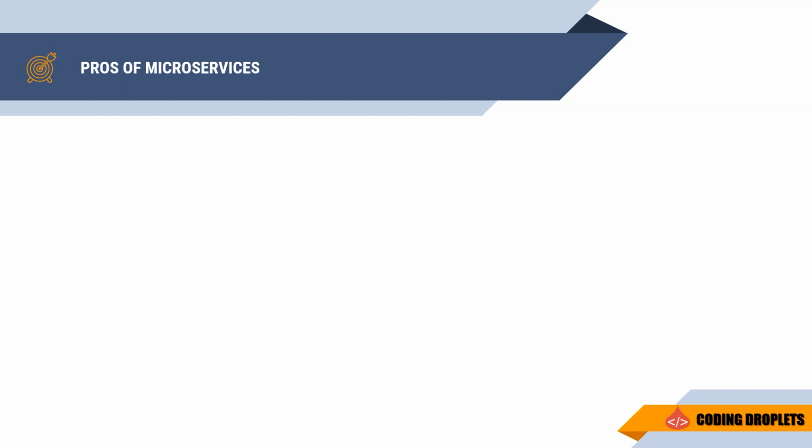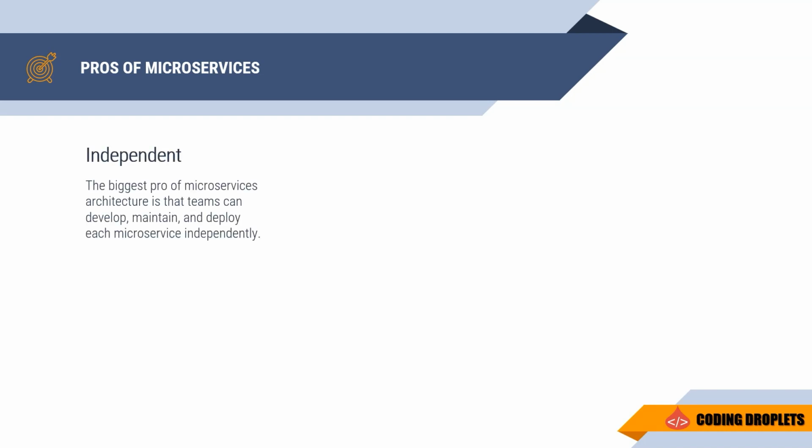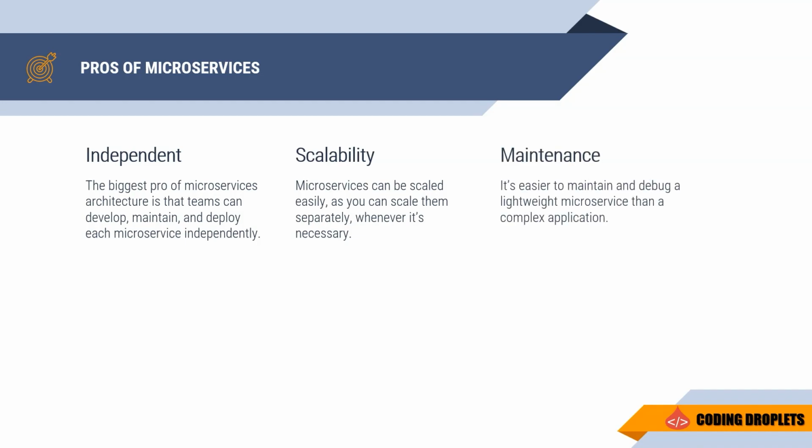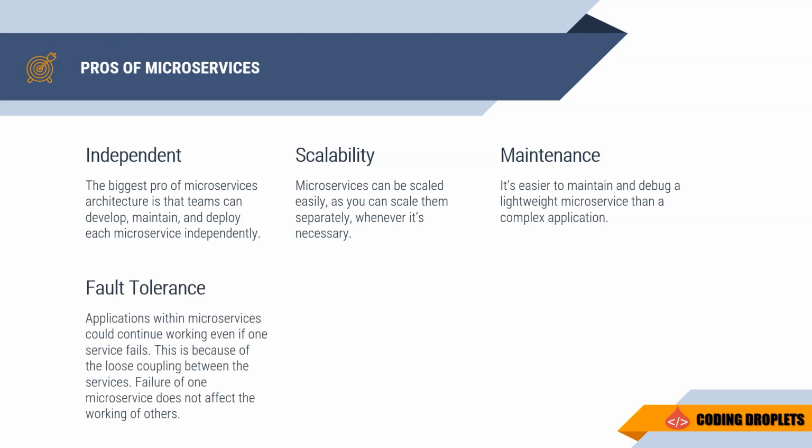Now let's see the pros and cons of microservice architecture. Let me show you the pros first. The biggest pro of microservices is that they can be developed, maintained, and deployed independently. Microservices can be scaled easily as you can do it separately whenever it's necessary. It's easier to maintain and debug a lightweight microservice than a complex application. If one service stops due to some error, the other services continue to work as they are independent services and loosely coupled. So, failure of one microservice does not affect the working of other microservices.